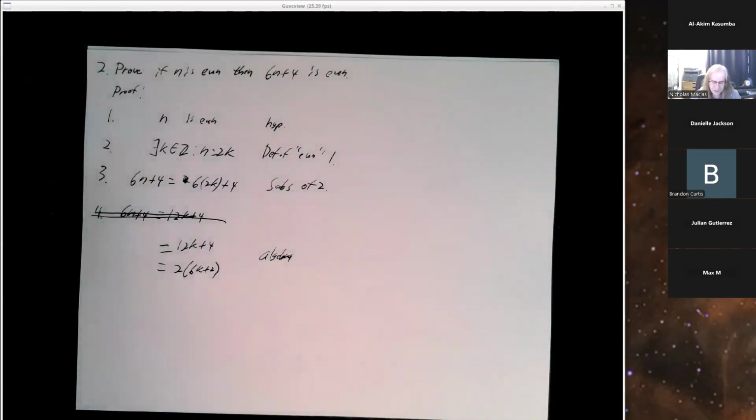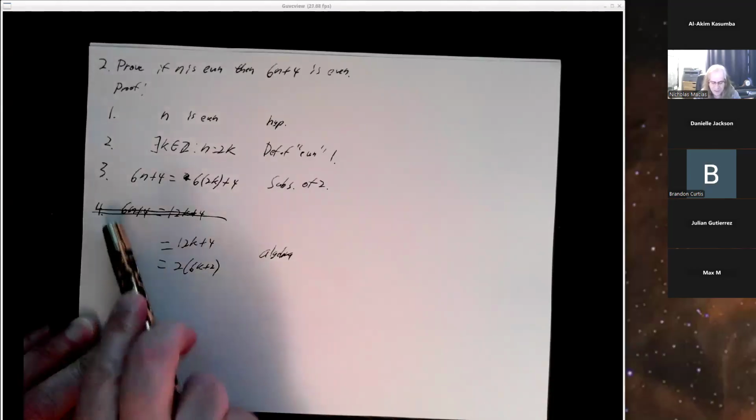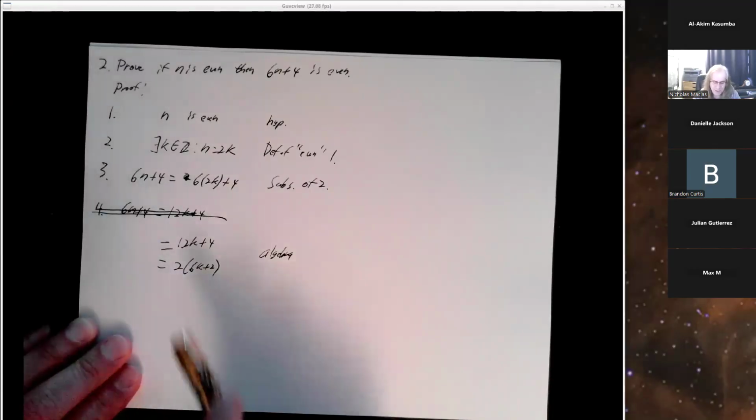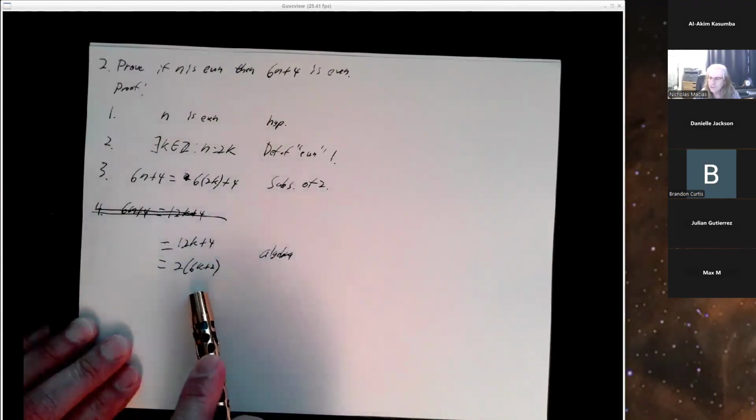If you wanted to be strictly formal, you could write 6n plus 4 equals 6n plus 4 equals and have each of those be a separate proposition. But we can take this to be one big long proposition. 6n plus 4 equals that, which equals that, which equals that.